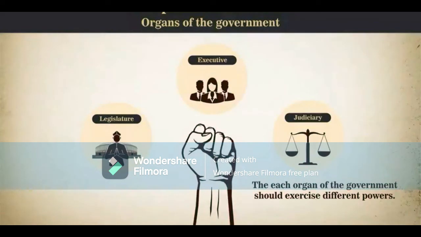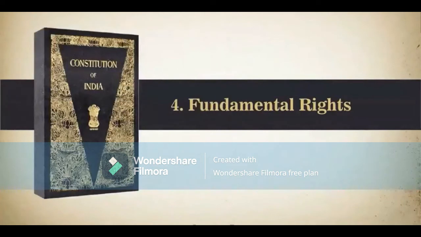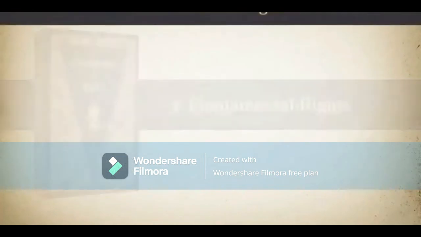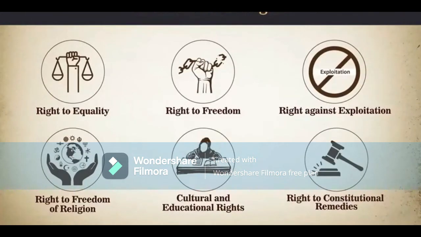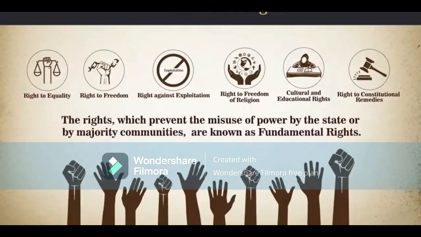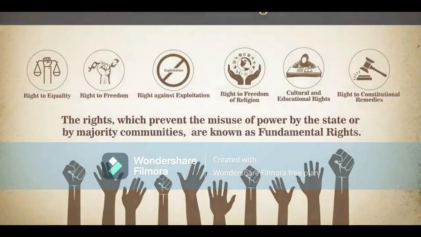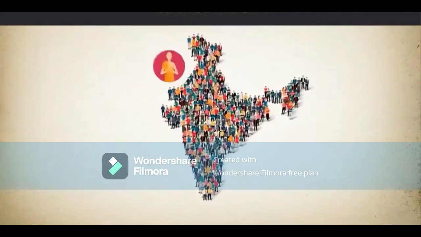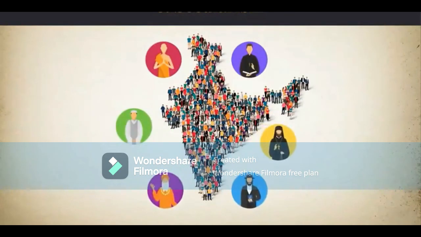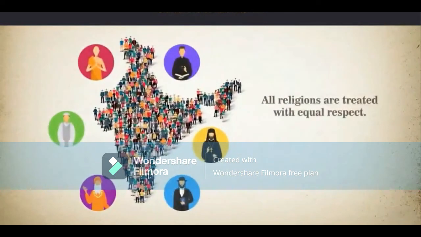The next key feature of the Indian Constitution is the fundamental rights. The Indian Constitution guarantees some basic rights to every individual. These rights, which prevent the misuse of power by the state or by majority communities, are known as fundamental rights. Yet another feature of the Indian Constitution is secularism. This means that India does not have an official state religion. All religions are treated with equal respect.